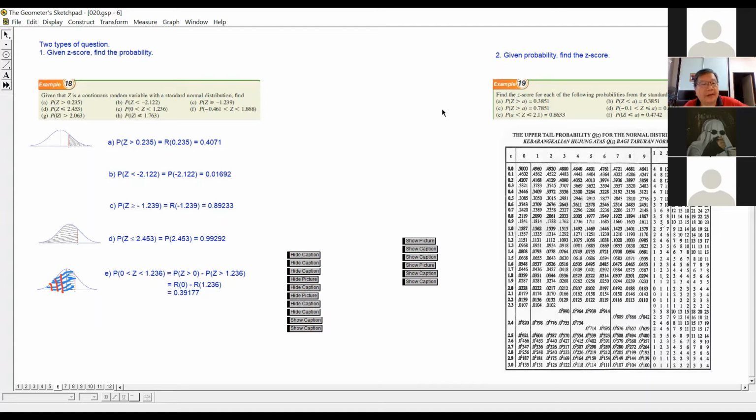Teacher, is it P of 1.2 minus P of 0? The last number, same? Already same. Okay, other girls can get the answer or not?